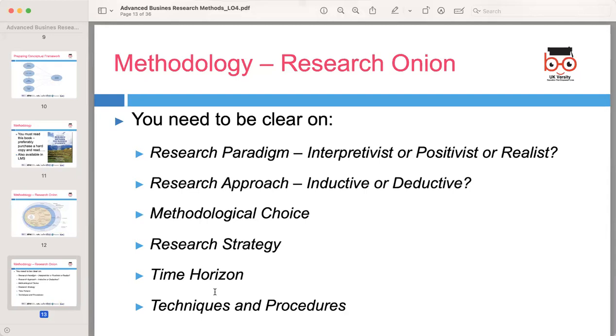Time horizon refers to the duration of your study and when data will be collected. It can be classified as cross-sectional or longitudinal. In cross-sectional studies, data is collected at a specific point in time, while in longitudinal studies, data is collected over an extended period, allowing for the examination of changes and trends over time.